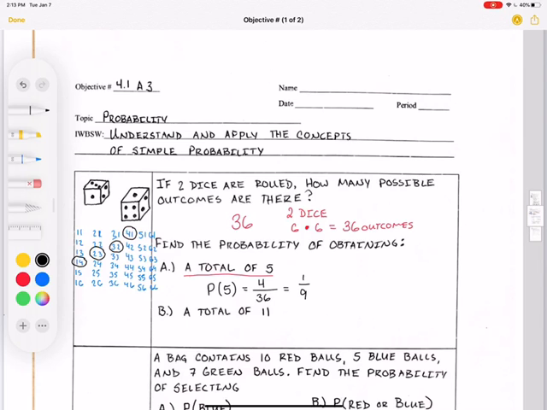Now a total of 11. The probability that you would roll an 11. Well, things that add to 11. 5 and 6. 6 and 5. That's it. You're not going to get any more than that, so that's going to be 2 out of the 36, which is going to be 1/18. So you are more likely to get something that has a total of 5 than you are to have something that has a total of 11.